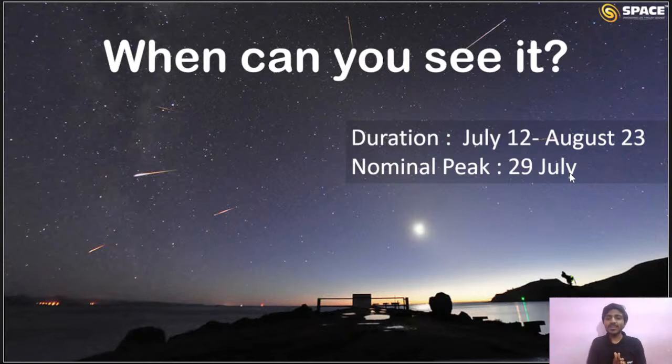The problem is that there's a waning gibbous moon in the sky. And as you know, meteors are sort of faint in comparison to all the other bright objects in the sky. So that faint meteor could get washed out by the waning gibbous moon. So that is something that is affecting our nominal peak.